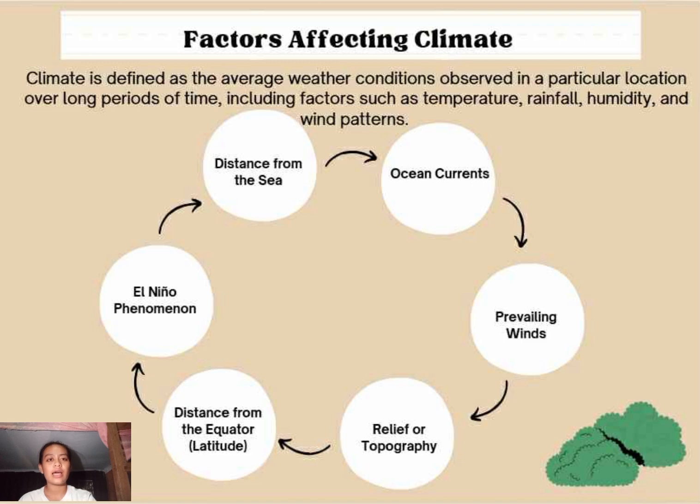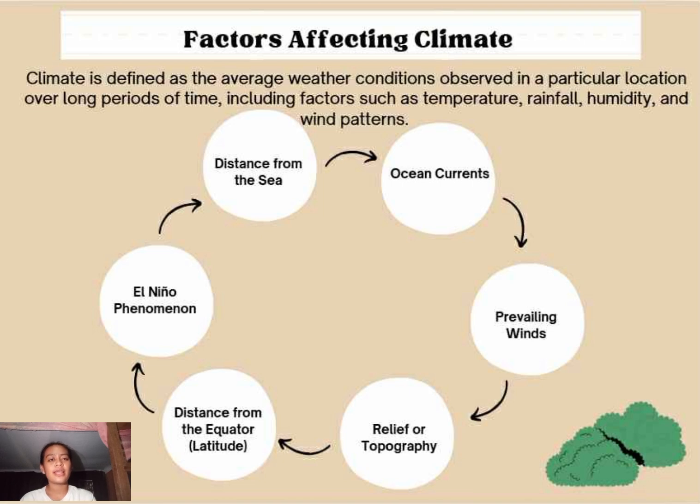First is the distance from the sea. Places near the sea usually have a cooler, milder temperature and a wetter climate. This happens because the ocean can absorb heat and release it slowly, so it can prevent extreme temperatures. In land areas, they experience hotter summers and colder winters.